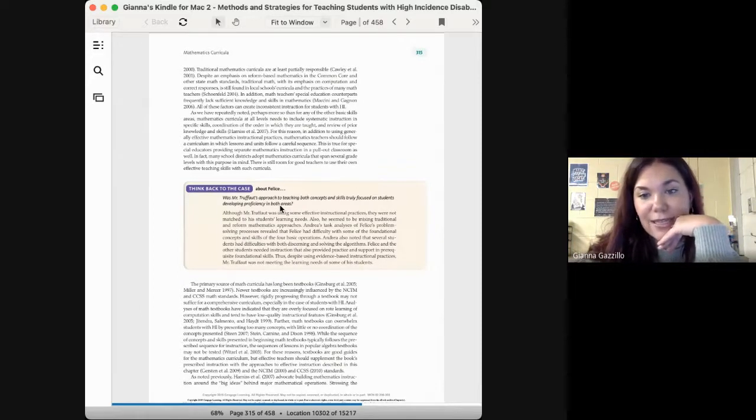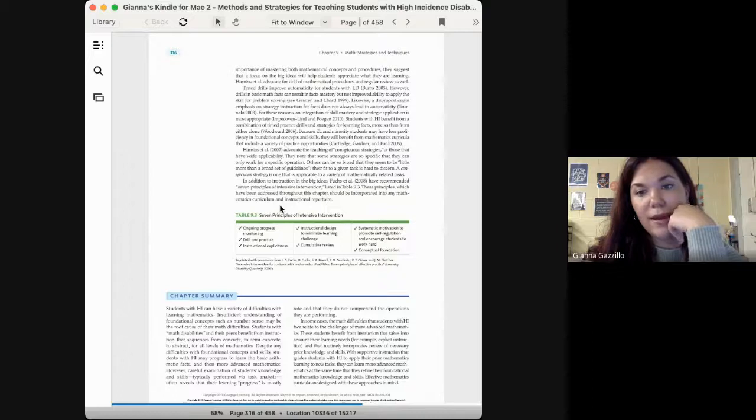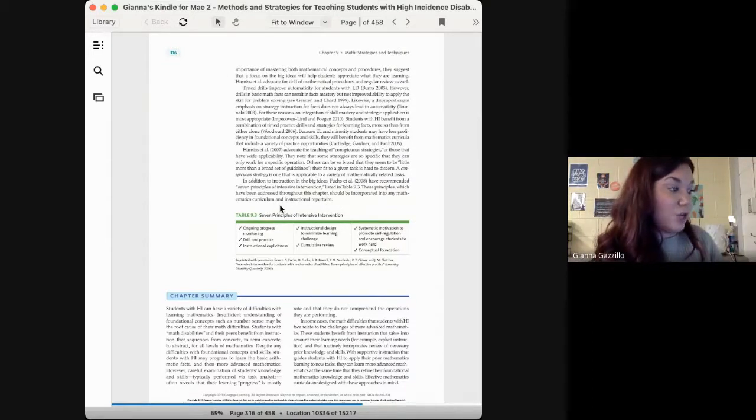And it says the primary source of curricula has long been textbooks, and that newer textbooks are increasingly influenced by the NCTM and CCSS math standards. However, rigidly progressing through a textbook may not suffice for a comprehensive curriculum, especially for students with HI. And it says the standard curriculum is more focused on rote learning of computation skills and tends to have low quality instructional features. So I feel like that is probably why my district picked the curriculum that they did. Sure.